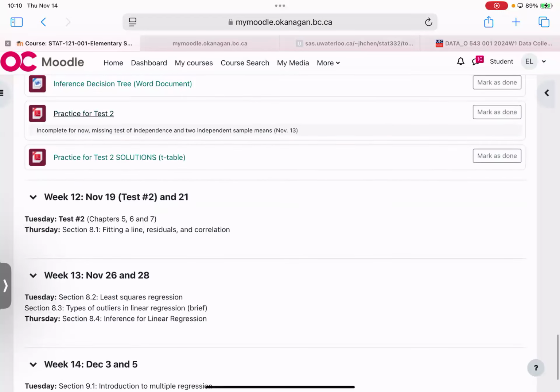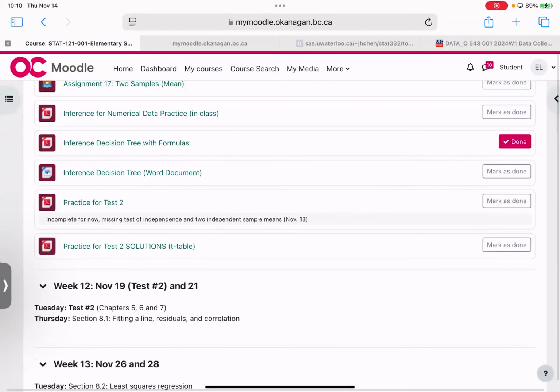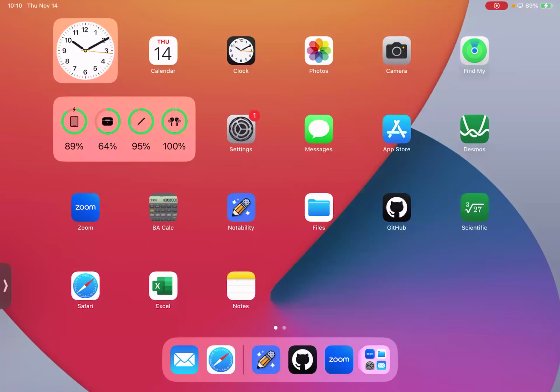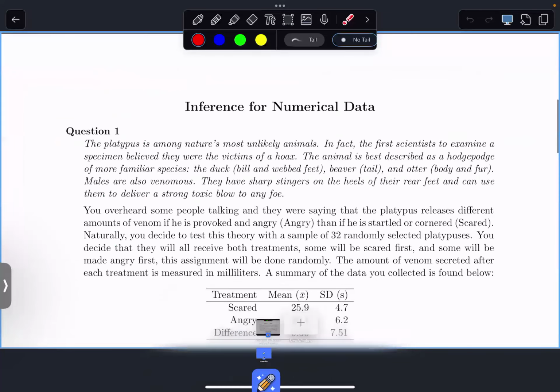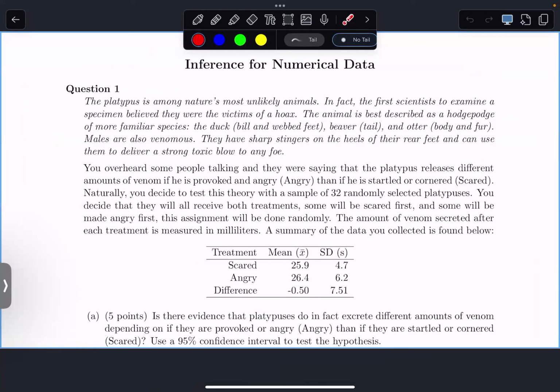Okay, let's see here. So today, as a way of reviewing 7.2 and 7.3, we're going to do examples.